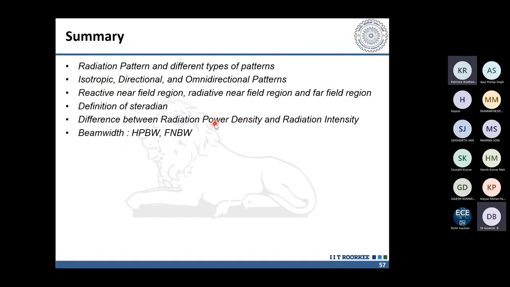Okay, so in summary, what all did we cover? We have seen radiation pattern and different types of radiation patterns. What is the definition of radiation pattern, and what are the different types: isotropic, directional, normal directional patterns. Different regions that the antenna region is divided into: reactive near field, radiating near field, and far field region. Definition of steradian, very important. Difference between radiation power density and radiation intensity. So there is a difference between them.